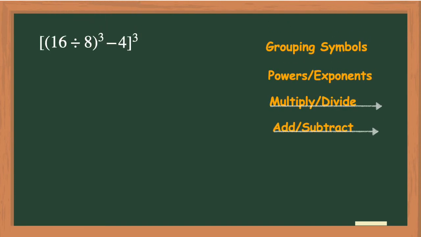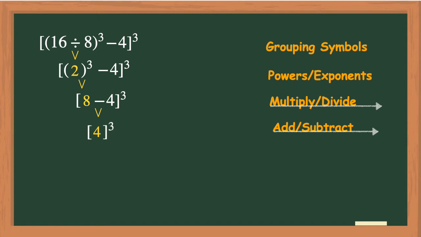Okay, one more expression with 2 sets of grouping symbols. So starting on the inside, I'll divide 16 by 8 first to get 2. Still working with my grouping symbols, my next step is to solve the power of 2 to the 3rd power, which is 8. And the last operation inside the brackets is 8 minus 4, and that is 4.